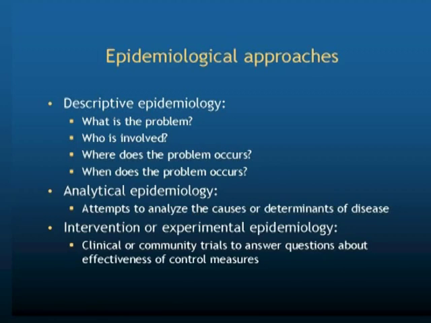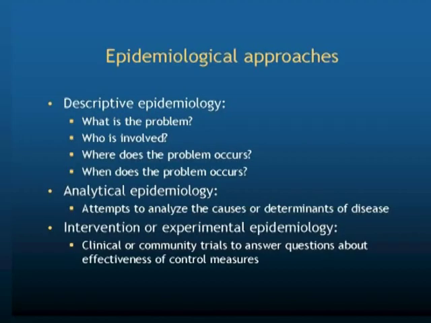So you can have some sort of a ranking, which is the one you have to address first. The epidemiologic approaches: we saw descriptive epidemiology. Descriptive epidemiology says, what's the problem? Who is involved? Where does the problem occur? When does the problem occur? Time, place, person.